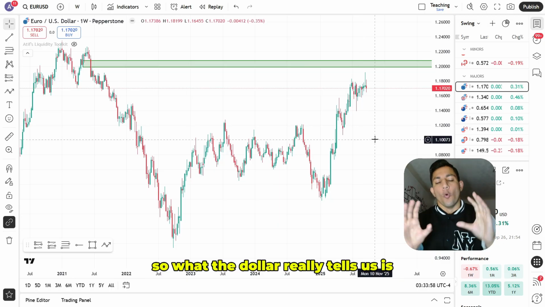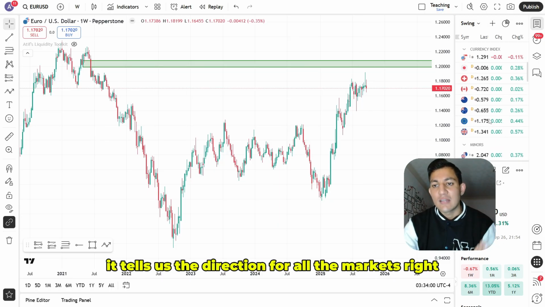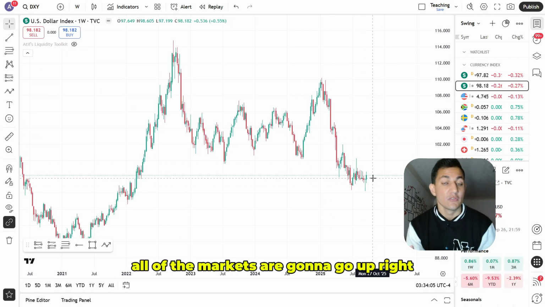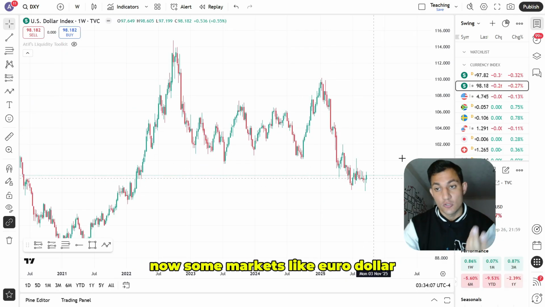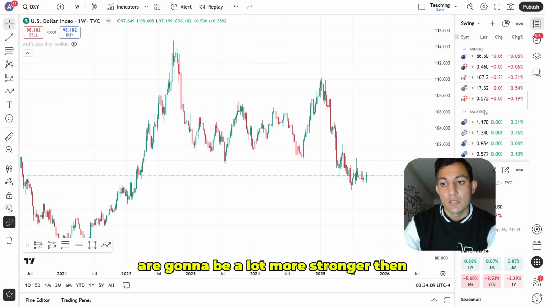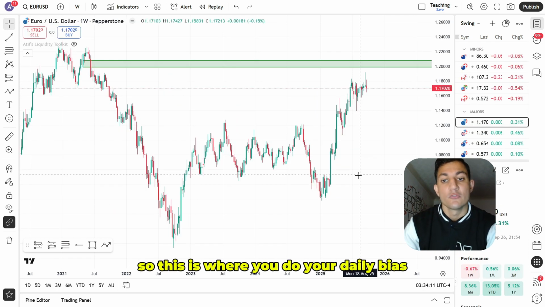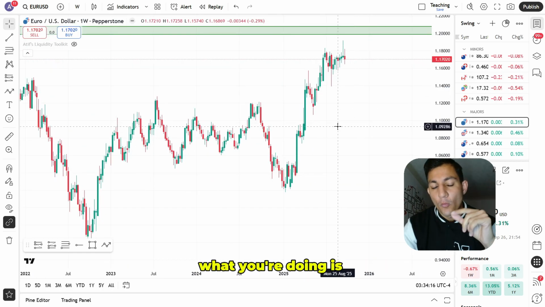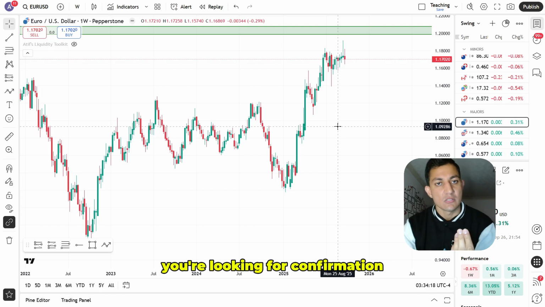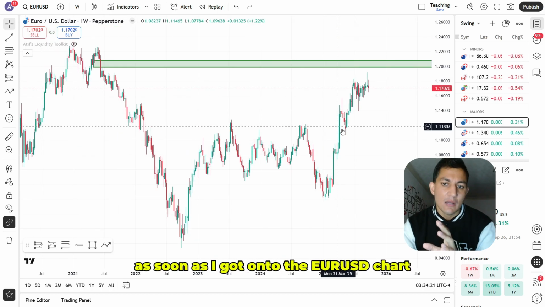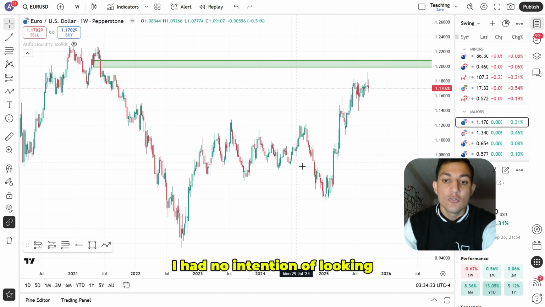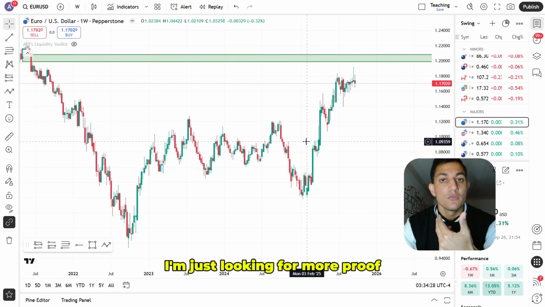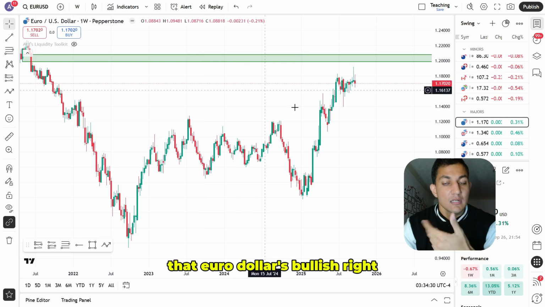So what the dollar really tells us is a direction for all the markets, right? The dollar tells us everything. If the dollar's bearish, all of the markets are going to go up, right? Now, some markets, like Euro Dollar, are going to be a lot stronger than, say, the New Zealand dollar, right? So this is where you do your daily bias, top-down analysis on the actual market. However, what you're doing is you're looking for confirmation, right? You notice how as soon as I got onto the Euro Dollar chart, I had no intention of looking at this bearish fair value gap. I'm just looking for more proof that Euro Dollar's bullish, right? So that's what it really does.